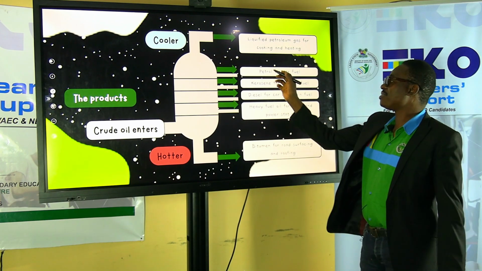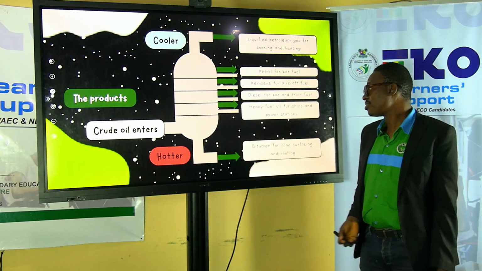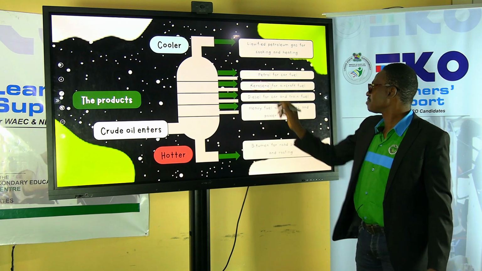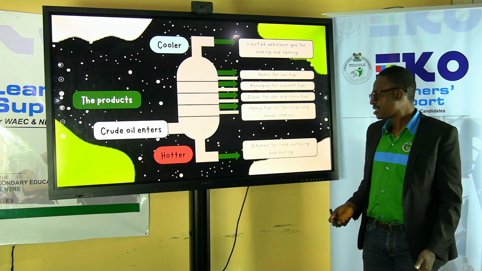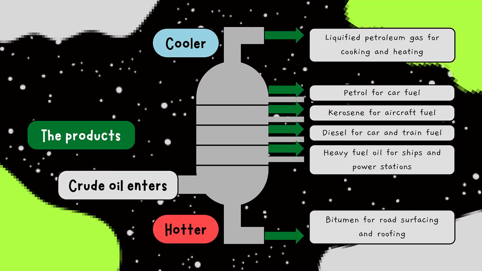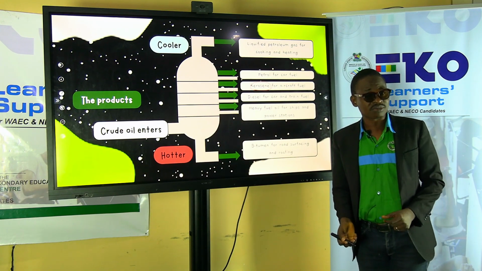Then the next product is petrol, for car fuel, and also for your generator. Then you have the kerosene, for aircraft fuel. Then we have the diesel for car and train fuel. We have the heavy fuel oil for ships and power stations. Then we have the bitumen for road surfacing and roofing. These are all the components of crude oil.